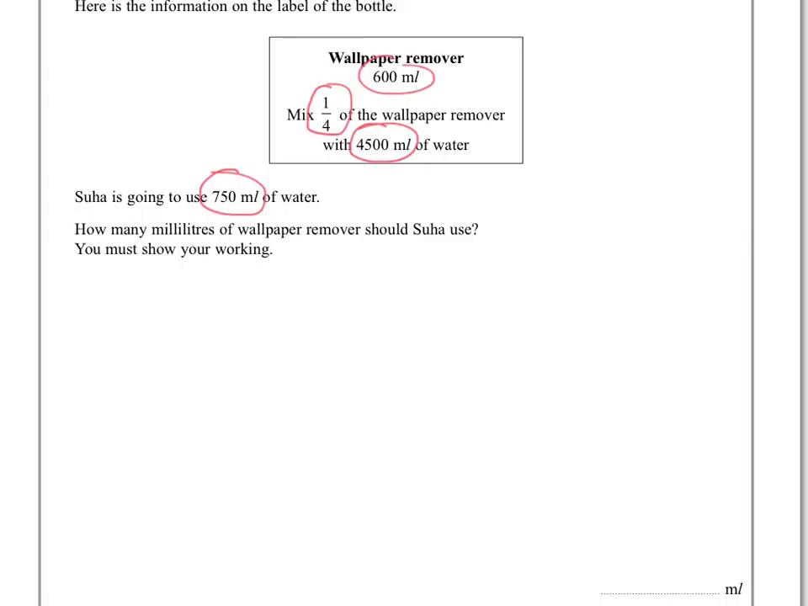So a quarter of the wallpaper remover with 4,500 millilitres of water. Well, a quarter of 600 would be 150. If you're not sure, remember a quarter is half it and half it again. So 150 millilitres of wallpaper remover goes with 4,500 millilitres of water, and we're going to use 750 millilitres of water. So 4,500, how do we turn that into 750 millilitres?